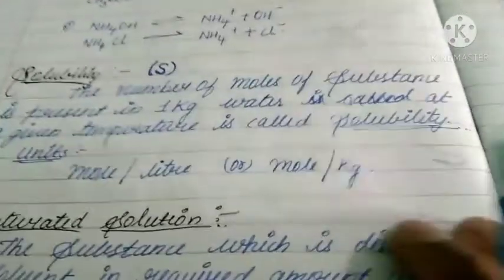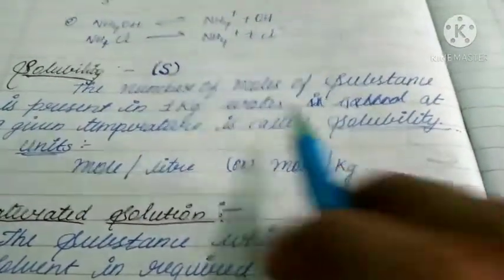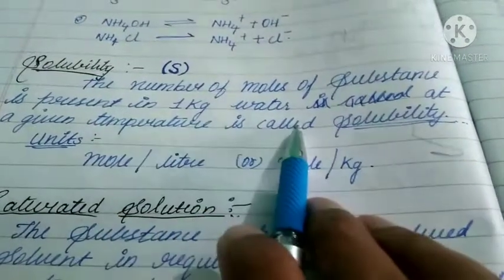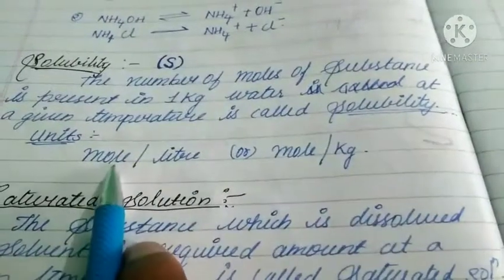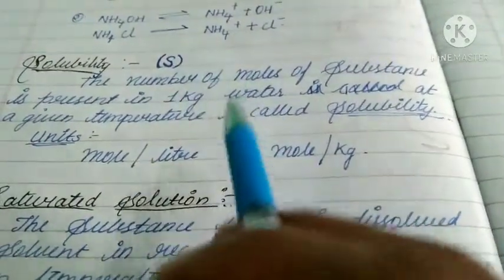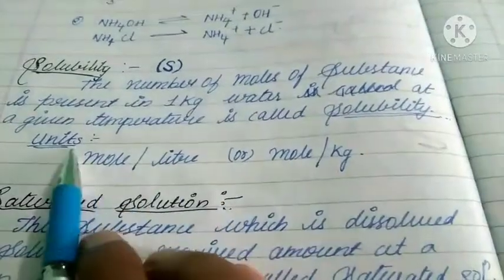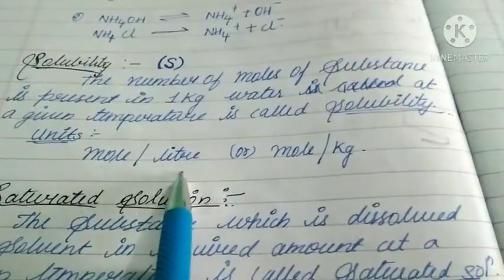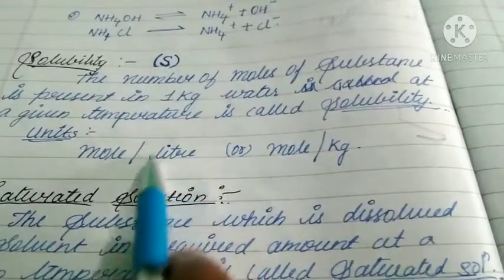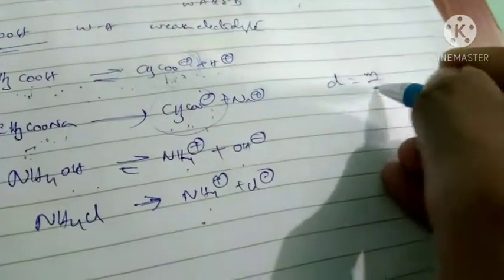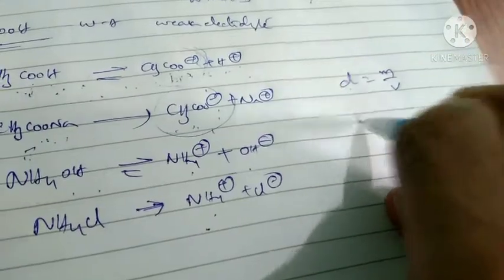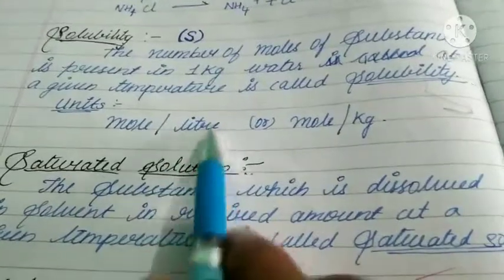Next one, solubility. Solubility means the number of moles of substance present in 1 kg of water at a given temperature. So at a given temperature, how many moles of substance are present in 1 kg of water, that is called solubility. Units are what? Moles per liter or moles per kg. Why can we mention moles per liter? Because the density of water is 1. What is the formula for density? Density equals mass by volume. So density for water is 1, and 1 equals m by v. Automatically mass equals volume. So we can take liters or kgs.